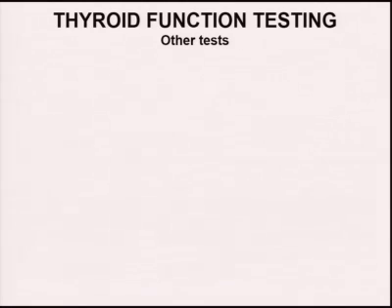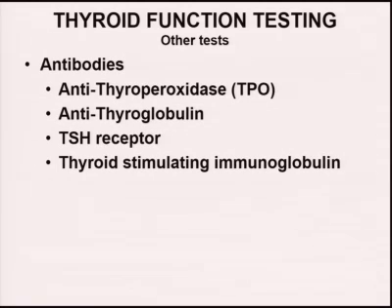All right, but there are other tests that we get when we're evaluating thyroid function. Of course, the antibodies are very useful. Of these that are listed, it's the anti-thyroid peroxidase, or TPO antibody, and anti-thyroglobulin antibody that are markers for general autoimmune thyroid disease. So these are generally elevated if someone has Hashimoto's thyroiditis, but they're also very frequently elevated in somebody who has Graves' disease.